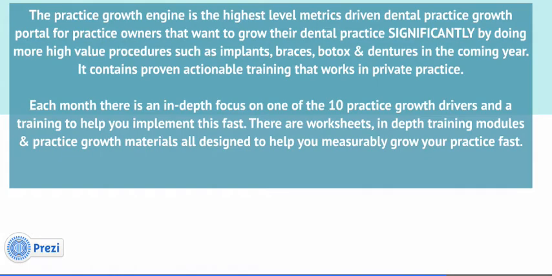So the Practice Growth Engine is the highest level metrics-driven dental practice growth portal. It's all about numbers. If you want to grow your practice significantly by doing more high-value procedures such as implants, braces, Botox and dentures in the next year, we've got actionable training that works. Every month there's an in-depth focus on one of the 10 practice growth drivers and a training to help you implement this fast. There are worksheets, in-depth training modules and practice growth materials all designed to help you grow your practice.